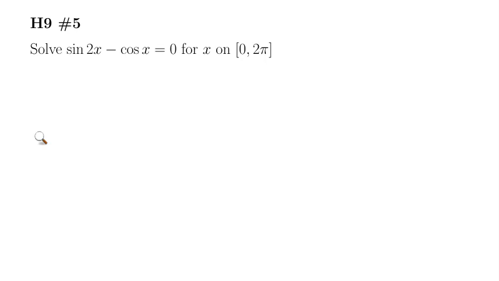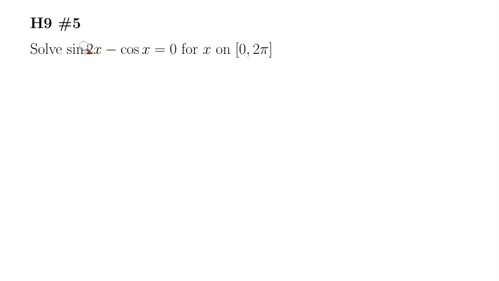All right, let's look at homework 9, problem number 5. We want to solve the following equation involving trig functions: sine of 2x minus cosine of x is equal to 0. We're going to solve this equation for x on the interval from 0 to 2 pi. All right, so let's do that.